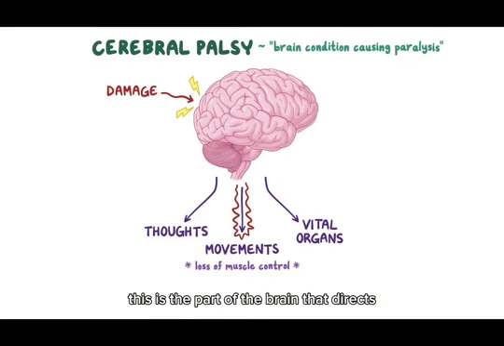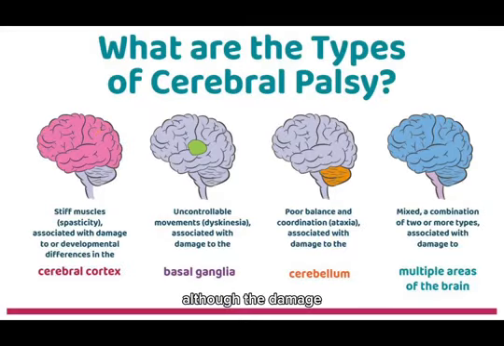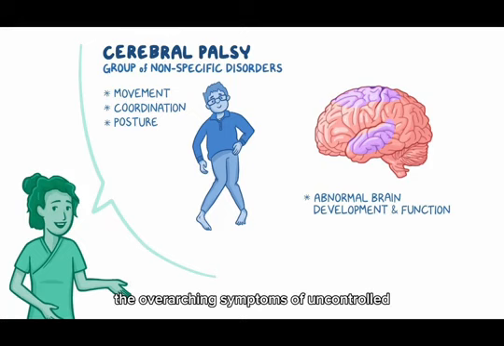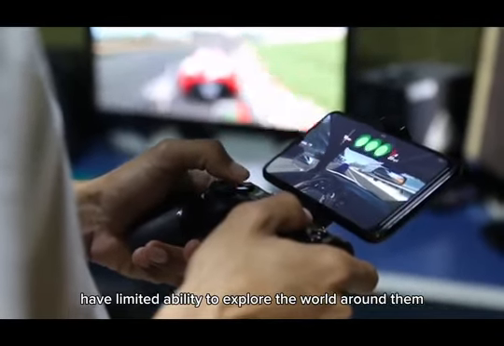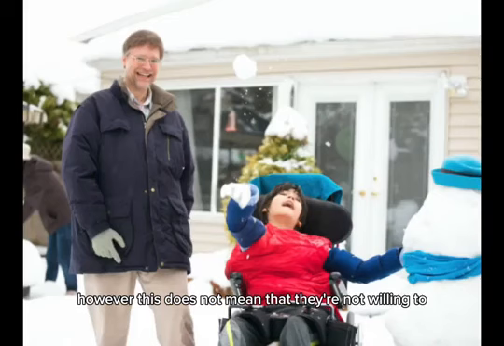This is the part of the brain that directs muscle movement. Although the damage can be localized to a certain region, the overarching symptoms of uncontrolled and irregular muscle tone remain the same. Patients with cerebral palsy have limited ability to explore the world around them. However, this does not mean that they're not willing to.